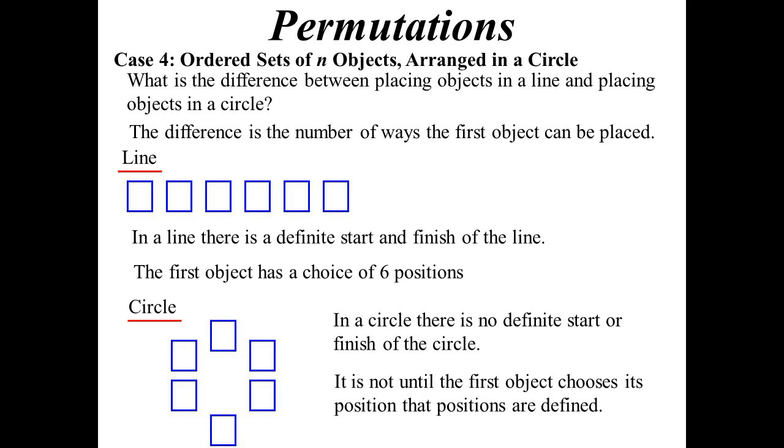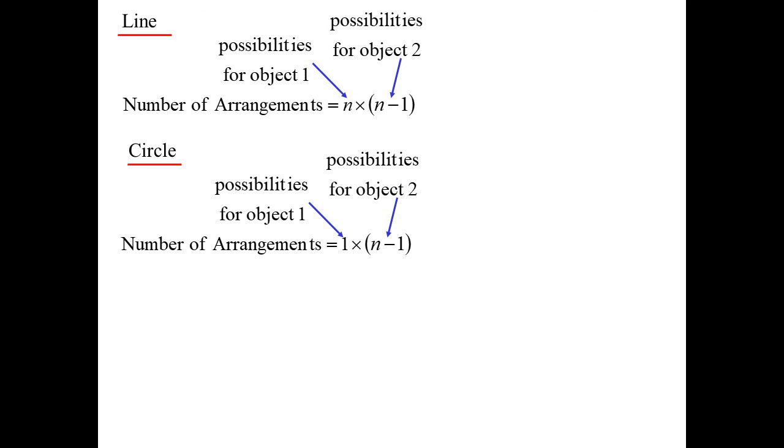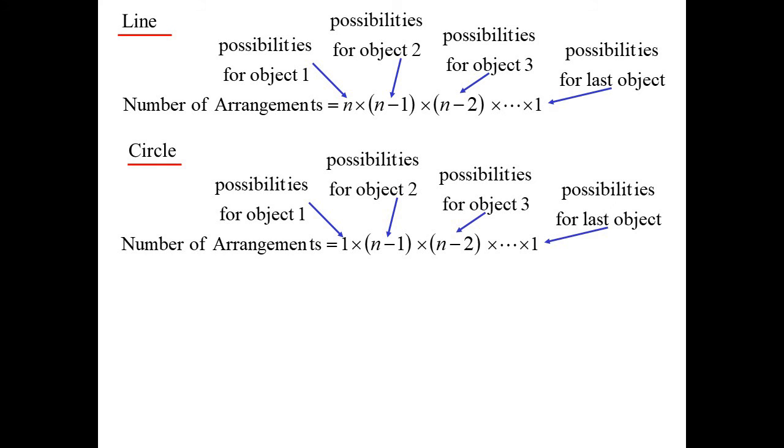Now once that first object's in there, now I can define the other places, because it might be the spot that's 1 to the right or 1 to the left or something like that. So therefore, the line will start off with N. We know that. With a circle, now instead of starting with N, we start with one possibility. We put it in the circle. But then after that, everything's the same. Second object has N minus 1 spot. Third object, N minus 2 spots. And so on until we get to the end.